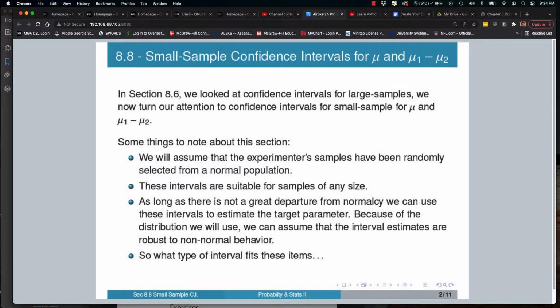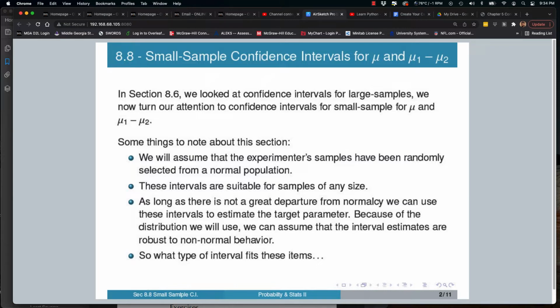Some things to note about this section. We're going to be dealing with the t-distribution, and the way this textbook does this goes against my thoughts on the t-distribution. The textbook teaches that when you have a small sample, you have to determine the normality of it, and then you always use a t-distribution. Whereas when you have a very large sample size, you can always use a z. That's technically true.